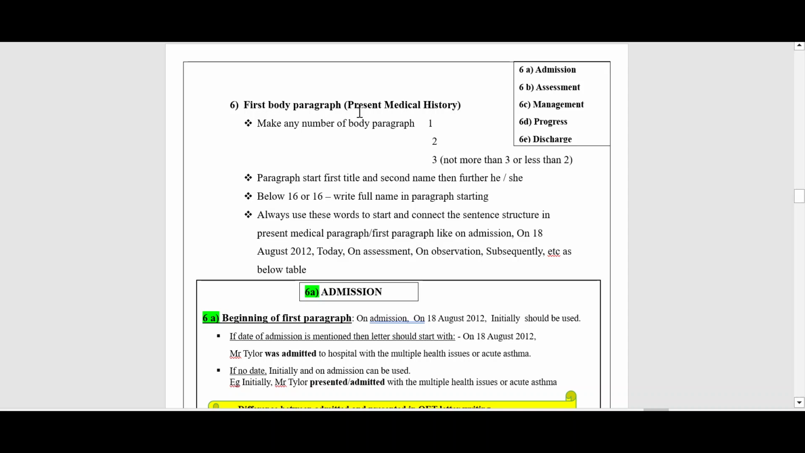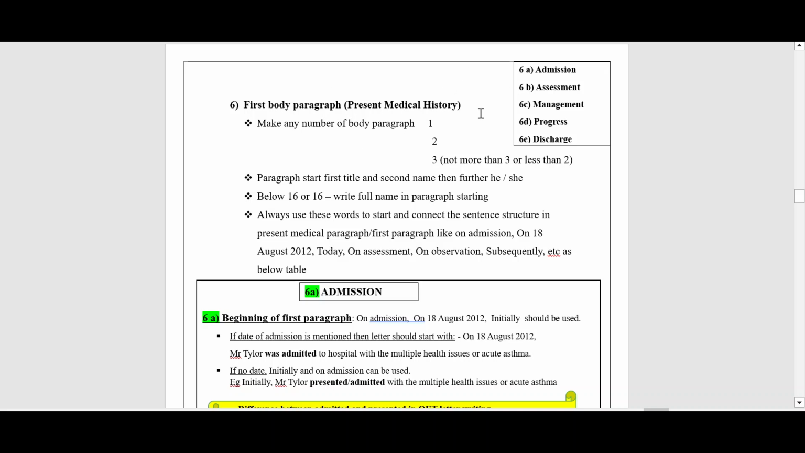The first body paragraph is also called present medical history. If there is lengthy information to be mentioned or informed to the doctor, then you can write present medical history in 2 paragraphs. If there is no more information, you can write it in 1 paragraph. But combining the first body and second body paragraphs, you can write 3 paragraphs only, not more than that.